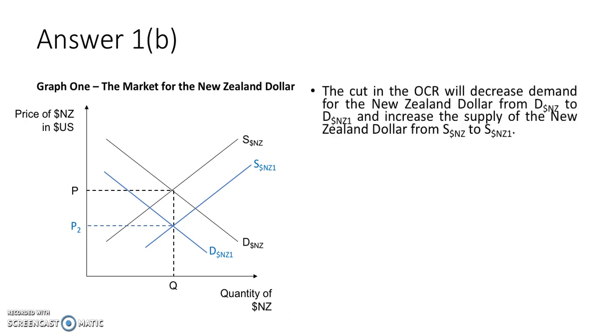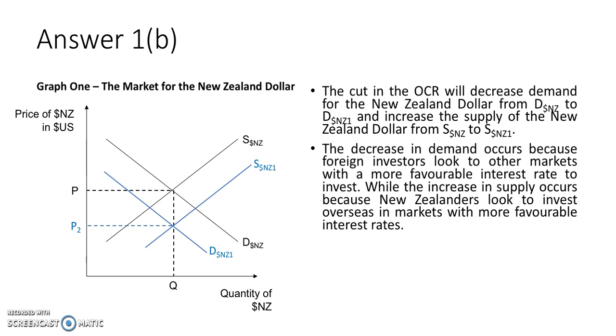First step, once again, state what you did. Cutting the OCR will decrease demand from DNZ to DNZ1, increase supply from SNZ to SNZ1. Short, sweet, simple. Remember, interest rates will affect both curves. It's the only thing that does, and that's why they're quite common to be asked.